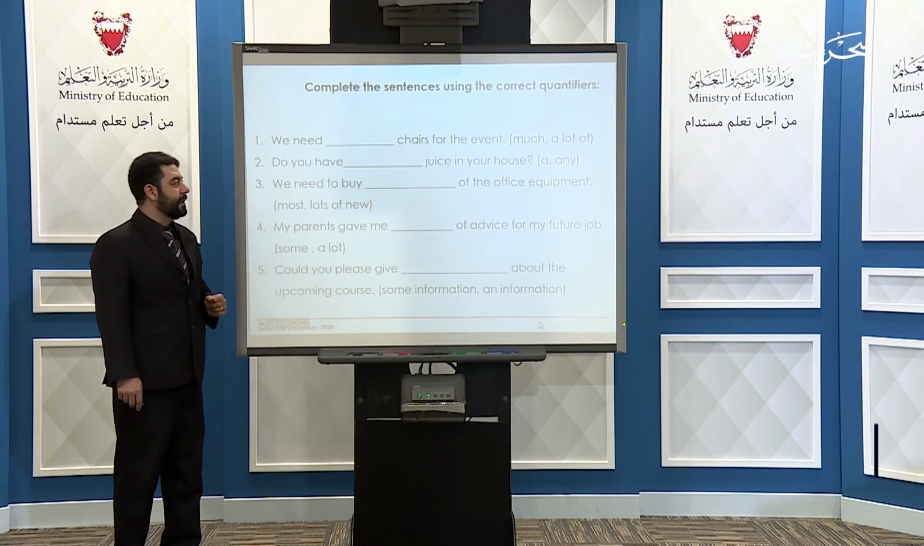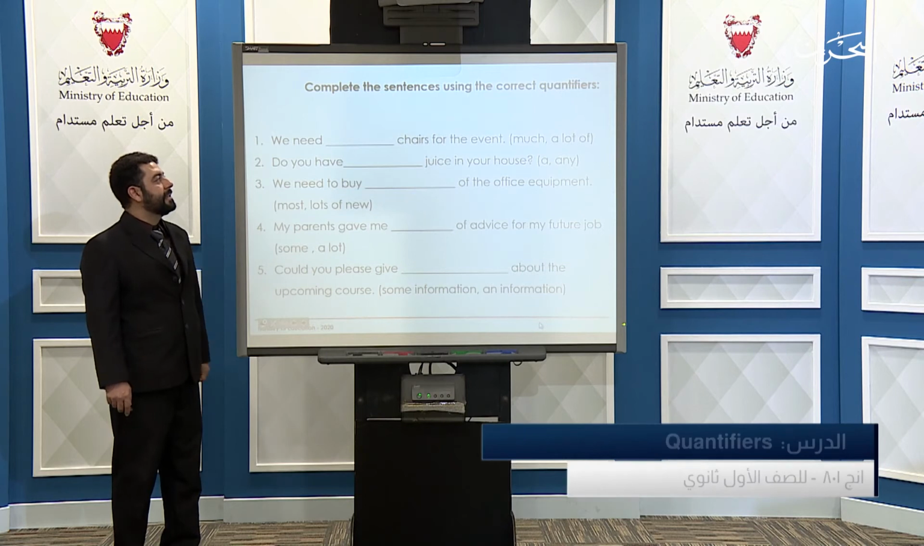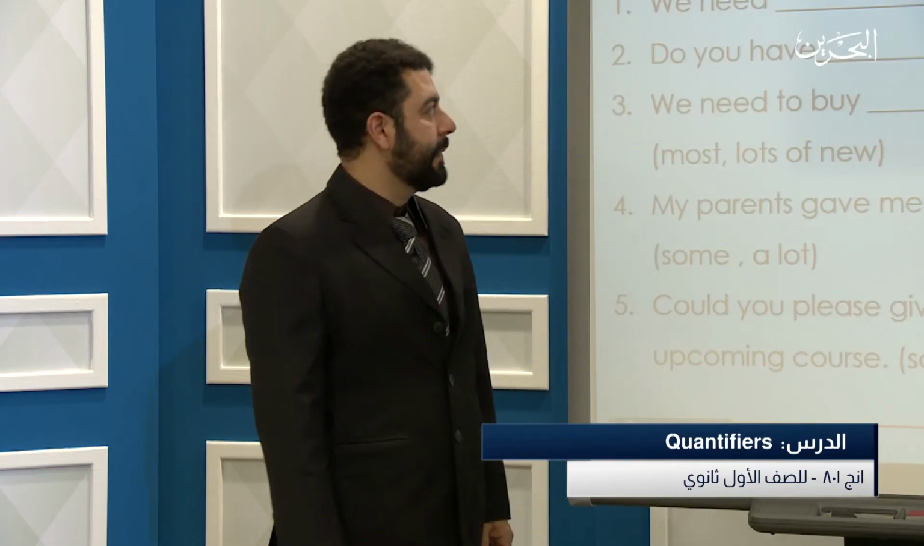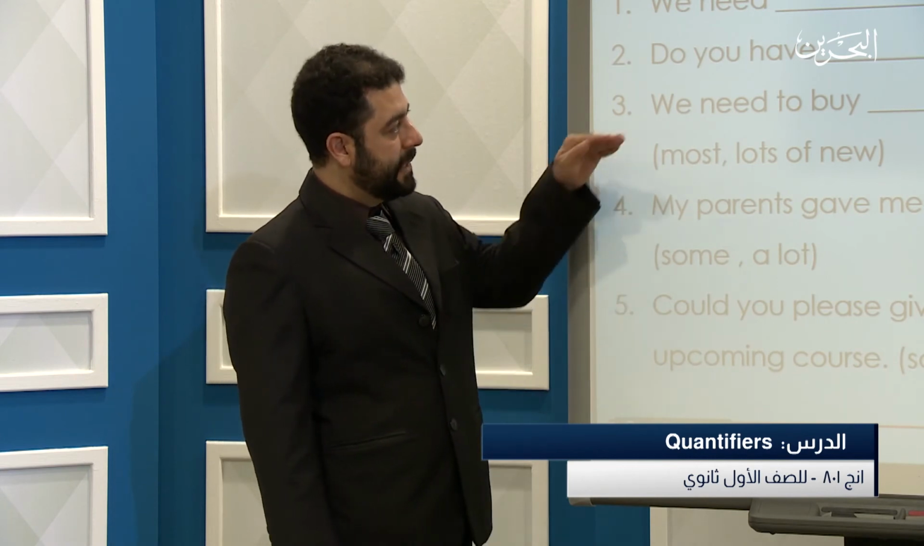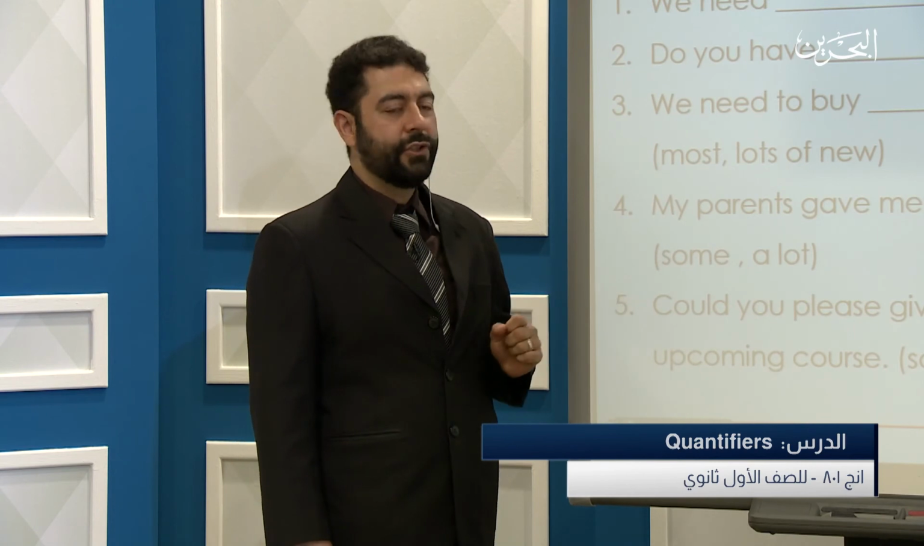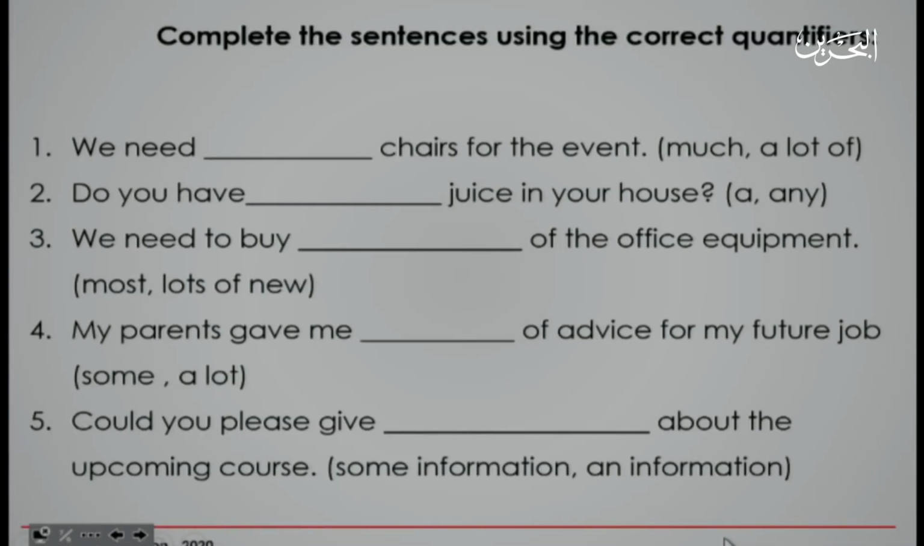Well done. Second task, complete the sentences using the correct quantifiers. Let me read them for you. Number 1, we need blank chairs for the event. You have to choose between much and a lot of. 2, do you have blank juice in your house? A or any. 3, we need to buy blank of the office equipment, most, lots of new.